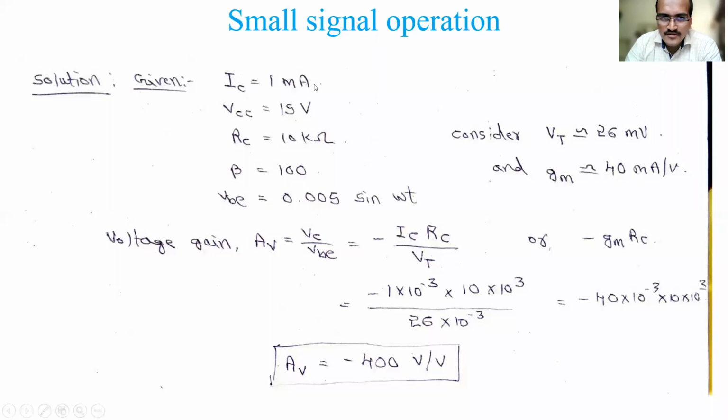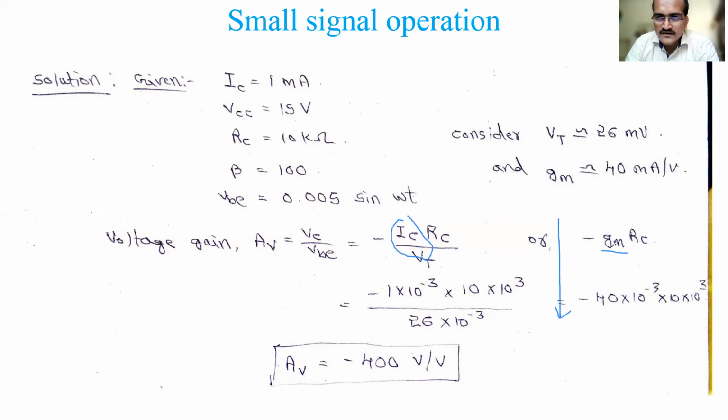Coming to this problem now, these are the given things. First thing is we should know GM. If you know GM, it is very easy because the AV formula we know, it is IC by VT into RC. First thing, voltage gain we have to calculate, right? IC by VT is nothing but GM. Any of these formulas you can use here. I have given both here. You better go for this one, because it is easy.